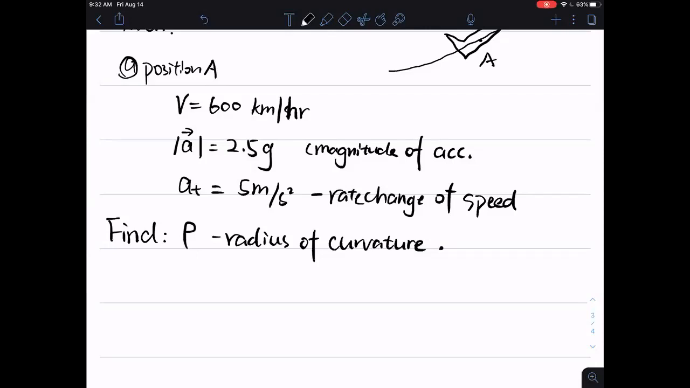Let's first look at some keywords here. What is this? Rate of change of speed. Where did we learn that phrase? Under which coordinate system? Path. And what is this here? Radius of curvature. Where did we learn that? Path. Yes. You see that? So this problem is begging you to please just use the path coordinate system.